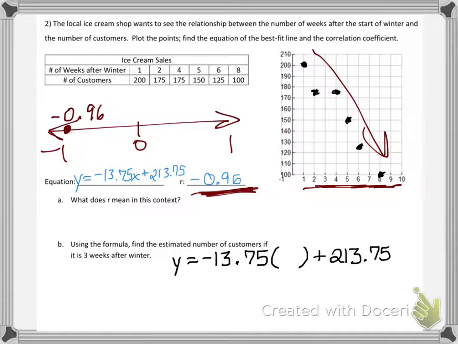All right. Now they want us to use this formula to find the estimated number of customers in 3 weeks after winter. So I'm going to plug in 3 right here using this equation. When I type everything in my calculator, it gives me 172.5. So that's how many customers there will be after 3 weeks, giving an estimate.